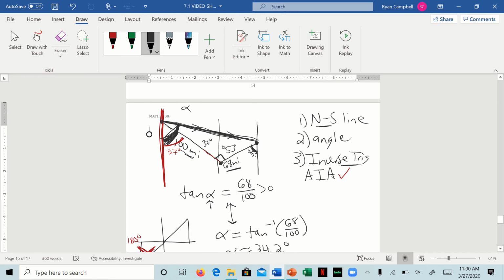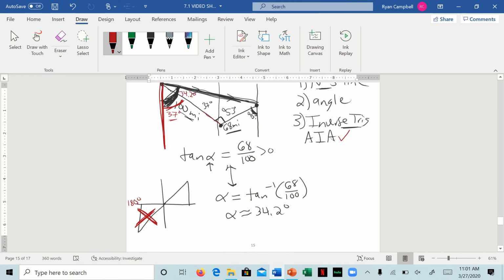Right? So this little angle is 34.2 degrees. This little angle is 37 degrees. So all we've got to do is add them together to get our big angle, right? So when we add these together with the 37 degrees, we end up with 71.2 degrees.